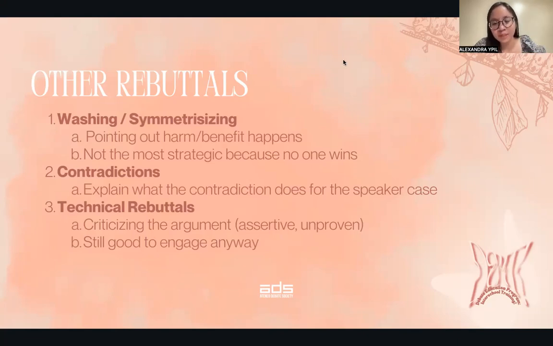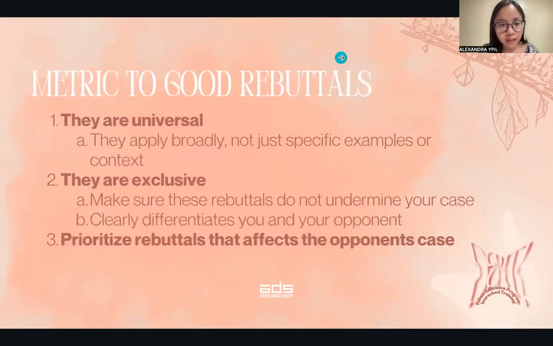So yeah, just to cap it all off. In summary, next slide, please. The metric to having good rebuttals is firstly that they're universal, so they apply broadly, not just to specific examples or contexts. So on our exercise, the types of mechanistic or premise rebuttals that we try to give are ones that apply to all contexts.